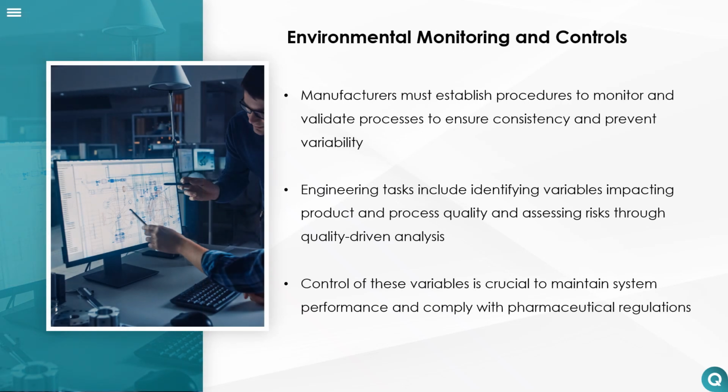Pharmaceutical manufacturers implement rigorous procedures for monitoring and validating processes to detect deviations, ensure consistency, and maintain product integrity. Continuous monitoring supports regulatory compliance throughout production. Engineers identify and assess critical variables affecting product quality and process performance, including environmental conditions, raw materials, and equipment functionality. Controlling these variables is crucial for system performance and regulatory compliance. Robust control measures reduce variability in key parameters such as temperature, humidity, air quality, and process timing.